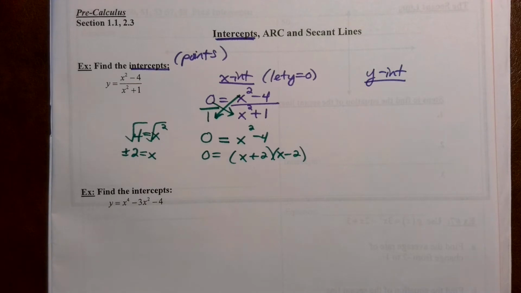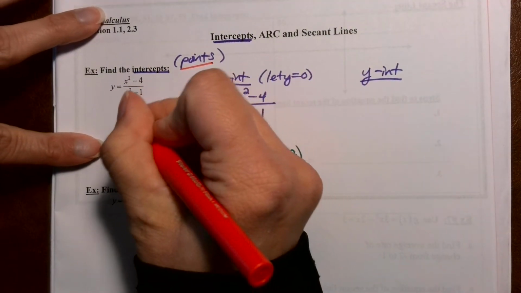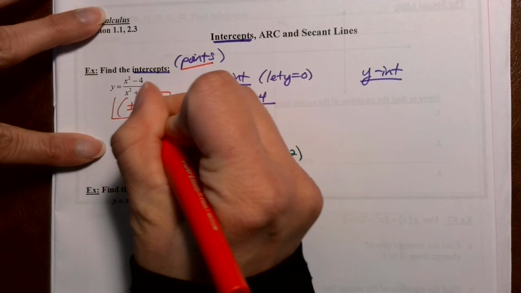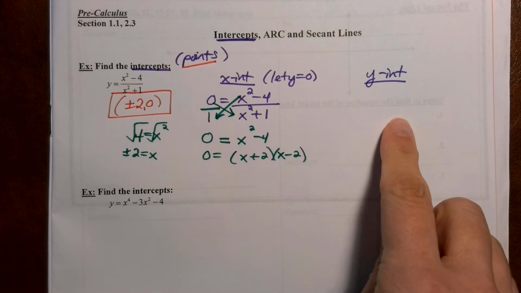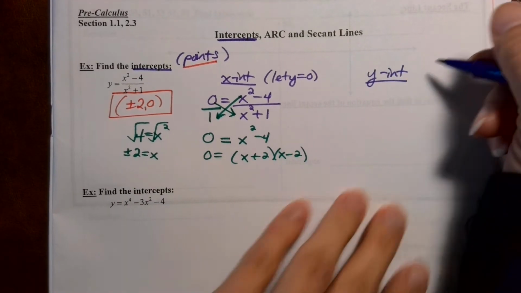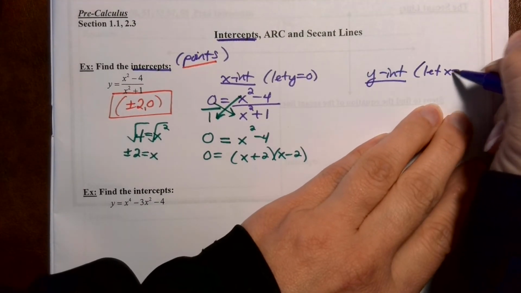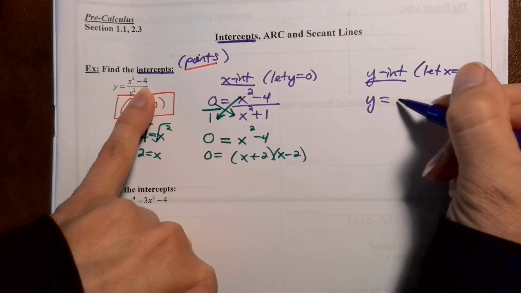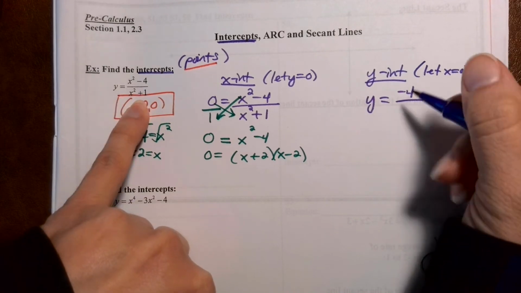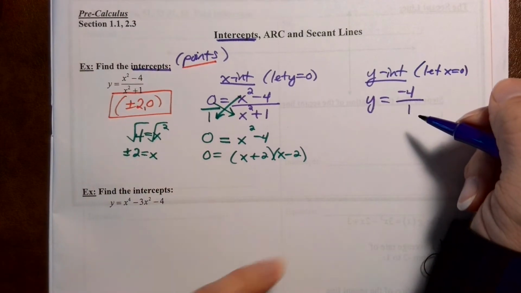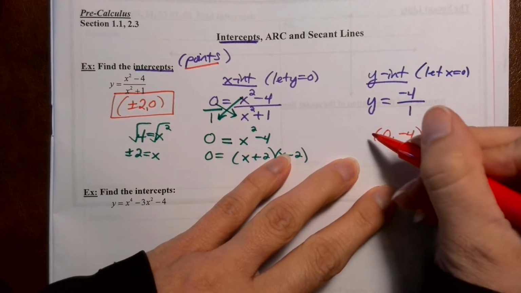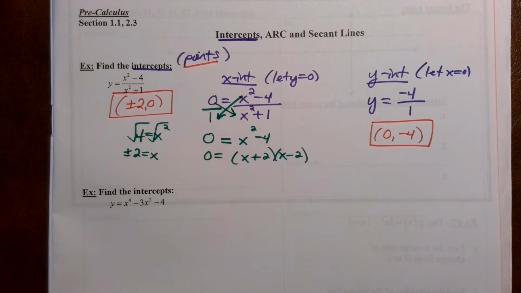All right, are those good answers for x-intercepts? No, because intercepts are points, remember? So we have to say plus and minus 2, comma 0. All right, what about the y-intercept? Let's go find that by letting x equal 0. We let x equal 0, so y is going to equal 0 minus 4 is negative 4, over 0 plus 1 is 1. Okay, and so our final answer here for the y-intercept is 0, comma, negative 4. And that's how you find intercepts when you have a fraction.